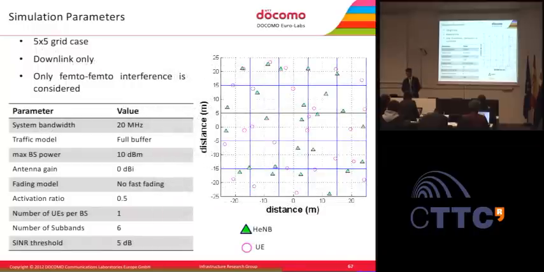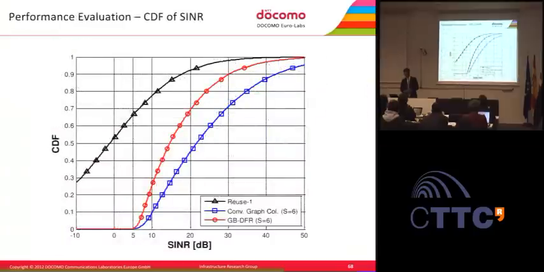So in our simulations, we considered again this 5x5 grid problem, but in this case, the occupancy is 100%, which means that each apartment has to contain an active home node B. We looked at downlink only, and we looked at femto-to-femto interference only. So we assume that this is an isolated system that is not embedded in any macro cell. Okay, and then we looked at the performance of the SINR.